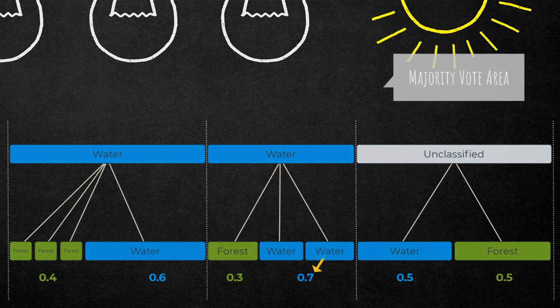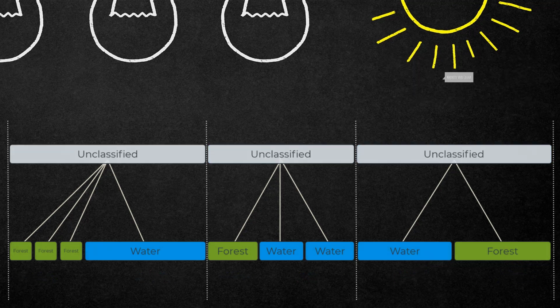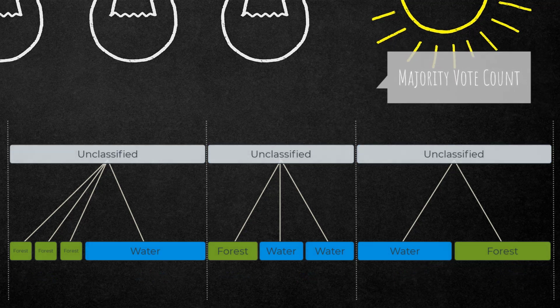The next one, water, we do have 2 objects classified as water, sharing 70% of the sub area of the superclass. And on the right hand side, we actually have a tie. And what it does, it returns a random class if there is a tie. And yeah, now let's have a look at the majority vote count.